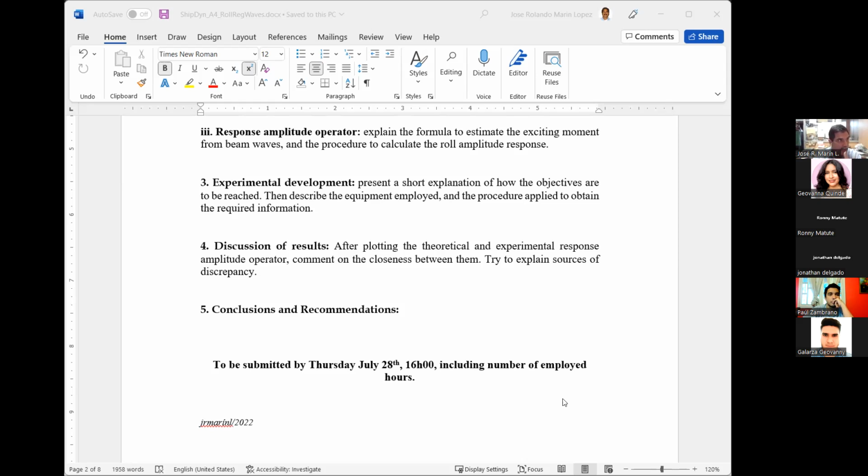So you have GM, damping, virtual inertia, wave characteristics. You can do all of this to calculate theoretically, and you determine experimentally. And then compare. Questions?